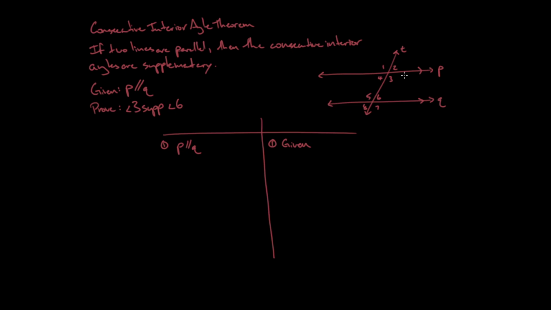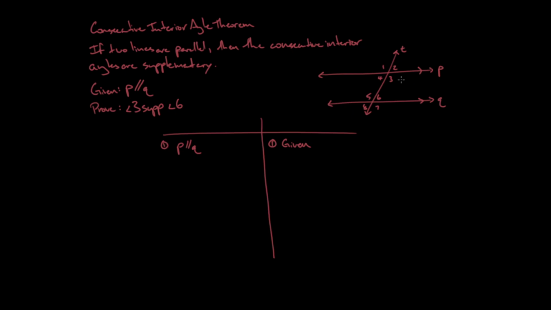So the question is, how can I get to the statement of 3 and 6 being supplementary? And the answer is, well, 2 and 3 happen to be a linear pair. And what do we know about linear pairs but that they are supplementary to each other? So if 2 and 3 are supplementary, and 6 is congruent to 2, it seems like there's probably some substituting I can do here to get a statement along the lines that 3 and 6 are supplementary to each other. That's going to be our goal. That's what we're going to be working towards. So let us start off with that.